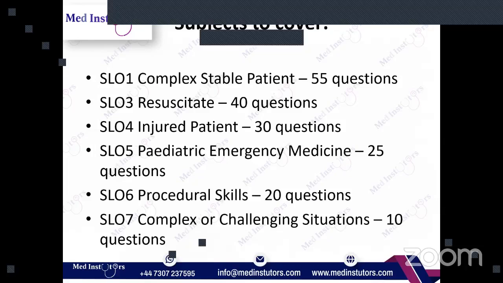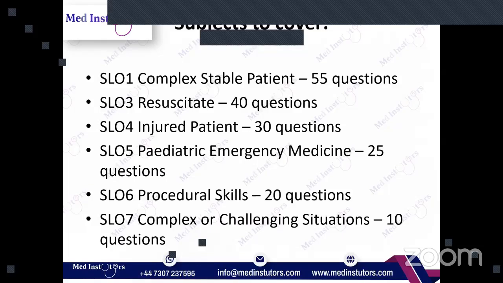SLO 5 will have pediatric emergency questions. Children coming with poisoning, with foreign objects, with any other emergency. So you'll have to answer those questions too. You'll have to cover pediatric emergencies too, and it carries 25 questions.